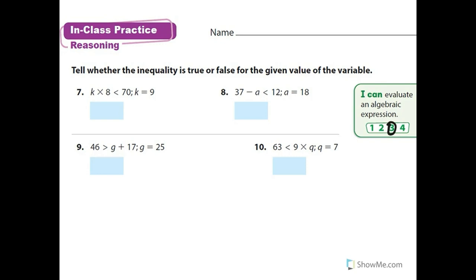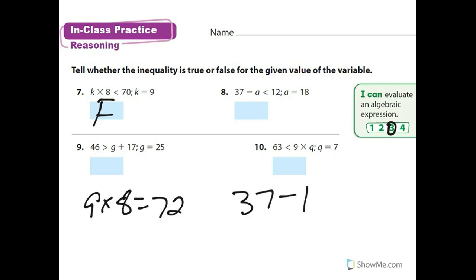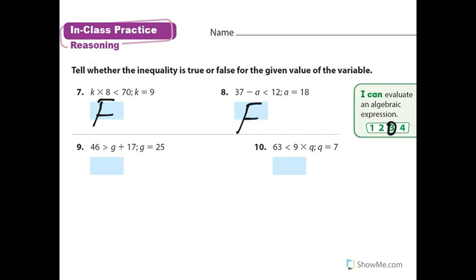So k times 8 is less than 70. So 9 times 8 equals 72. Is 72 less than 70? That is false. Alright, go ahead and solve number 8 and we'll go over it. 37 minus 18 is 19. Is 19 less than 12? No, that's false. Okay, go ahead and do 9 and 10 on your own, and then we'll go over it.